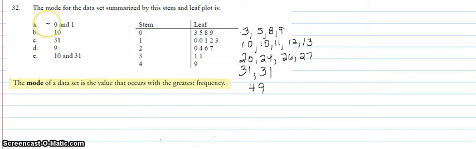Okay. We want the greatest number of frequencies. 0 and 1. I don't see any zeros. I don't see any ones. 10. Let's see. We'll do 10 in blue. I see a 10. I see a 10. So there are 2 of these.